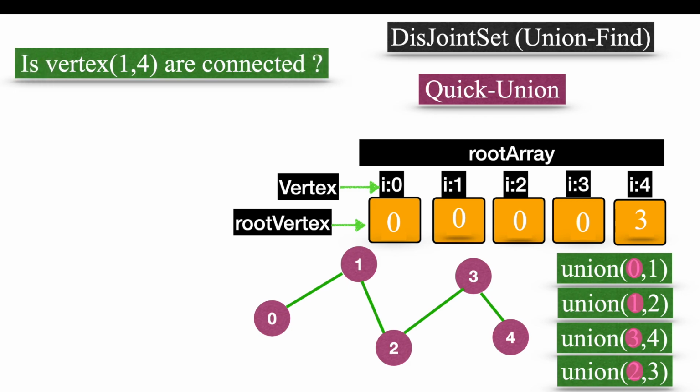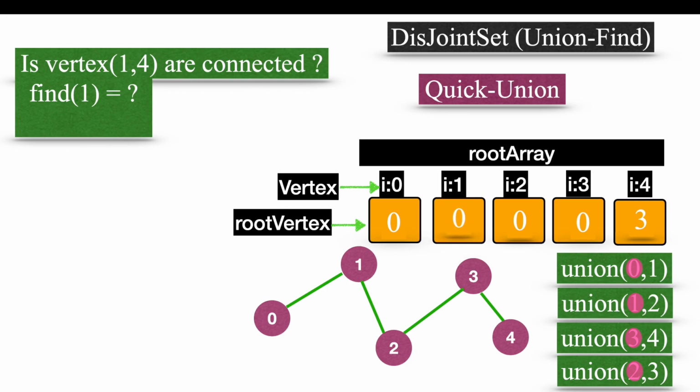Now let's see, are vertices 1 and 4 connected? Find of 1: move on to index 1, which has value 0, then move on to index 0, which has value 0, so 0 is the root. Now find of 4, this is going to be interesting. At index 4 you have value 3, so 4 is not the root, so move on to index 3. At index 3 you have value 0, so 3 is not the root, so move on to index 0. At index 0 you have value 0, so 0 is the root. Now find 1 and find 4 return the same root, so they are connected.